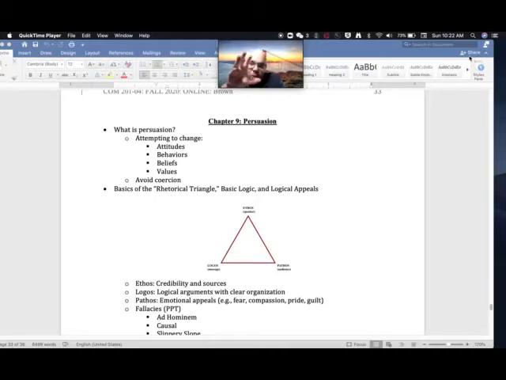Now, if you go one layer deeper within that onion or those circles, you'll get to beliefs. And beliefs are just what they sound like. We often think of beliefs with religion, religious beliefs, or a lack thereof.